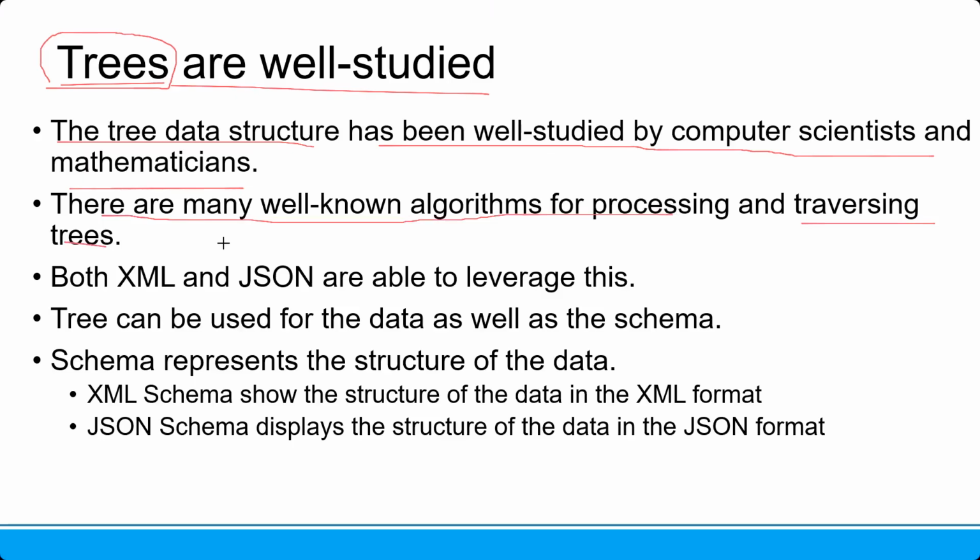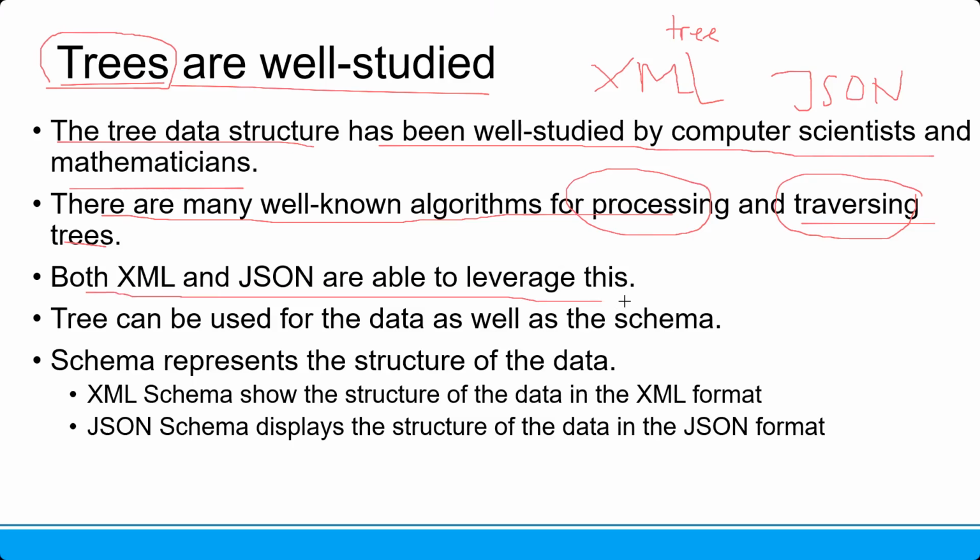So that's why data structures like XML and JSON are basically adopting trees. And it is very common to use traversal when we do the processing for the tree. It will be very optimized. So both XML and JSON are able to leverage this. The tree can be used for the data as well as the schema.